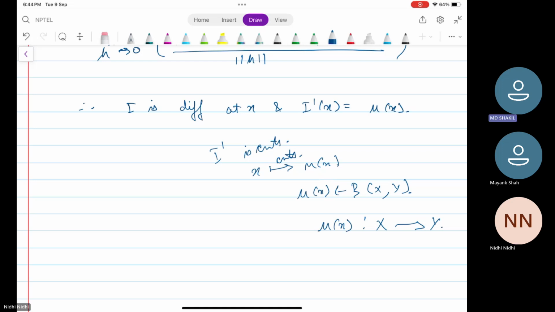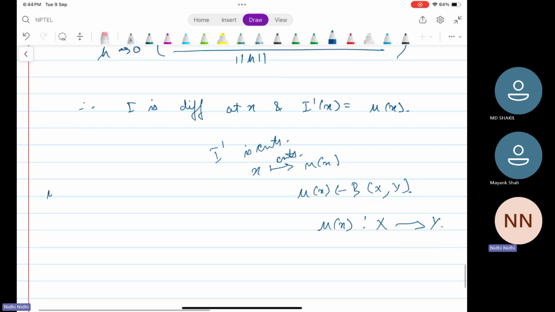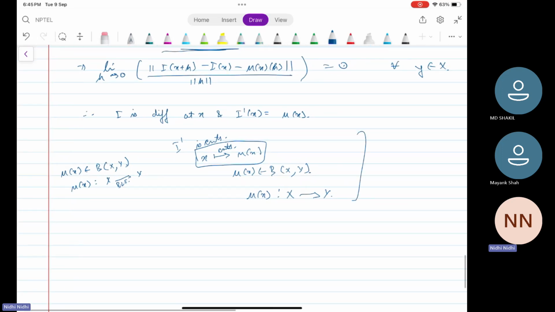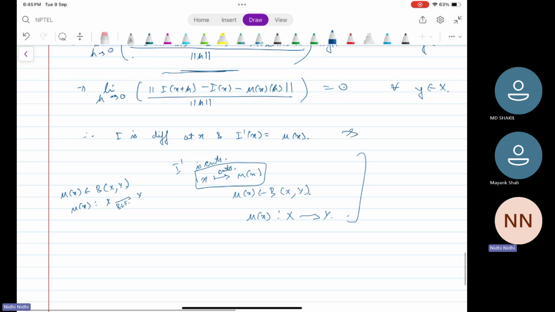What is given about u_x? u_x is a function in B(X,Y). So basically, u_x is from X to Y. It is a bounded linear function, continuous and linear. But we want this map to be continuous. Basically, eventually you'll get that. I'll need to see how. I think I'm missing something. I'll have to check this.